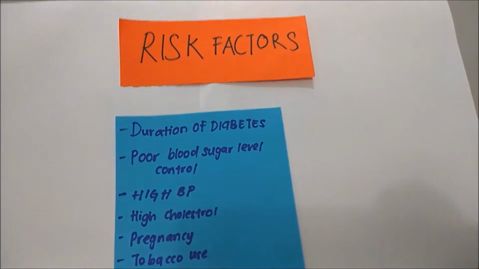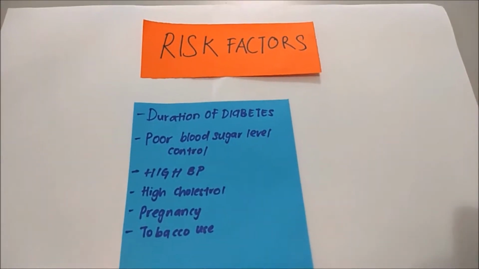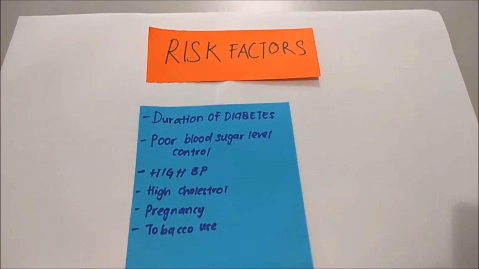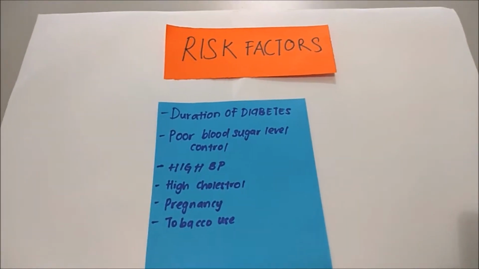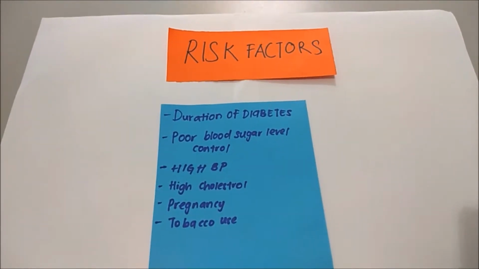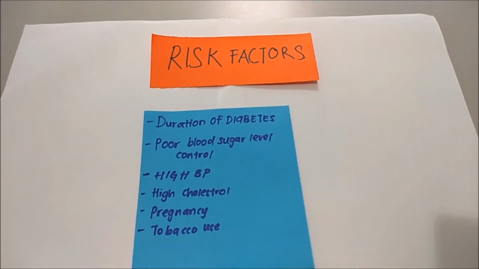Factors: the first is duration of diabetes. The longer the duration you have diabetes, the higher the chance of getting diabetic retinopathy. The next is poor blood sugar level control. All types of diabetes have chances to get diabetic retinopathy, no matter if it's type 1, type 2 or gestational.